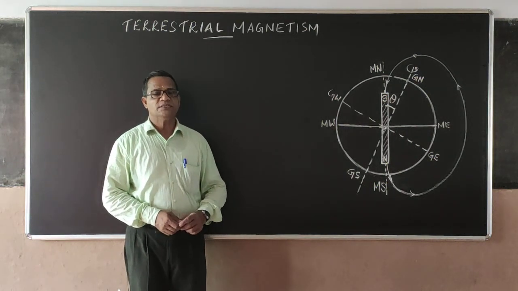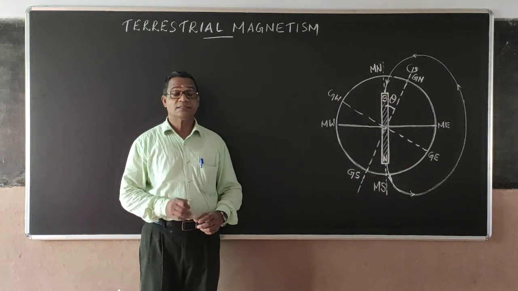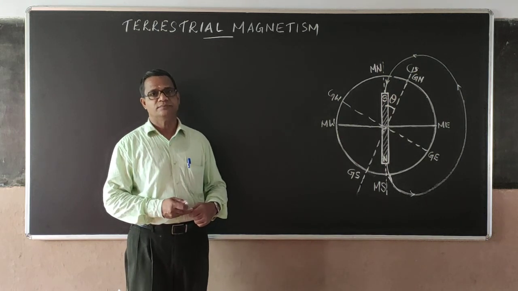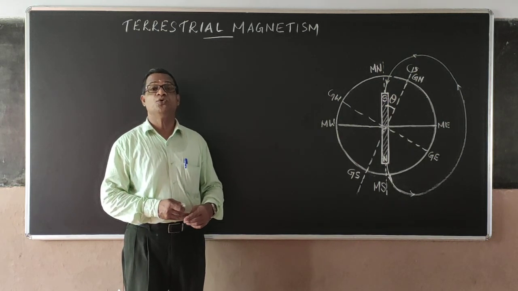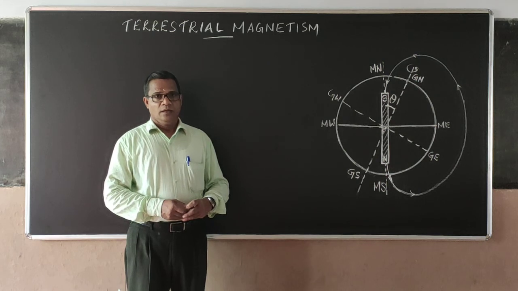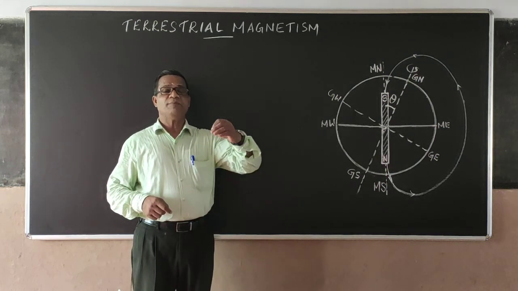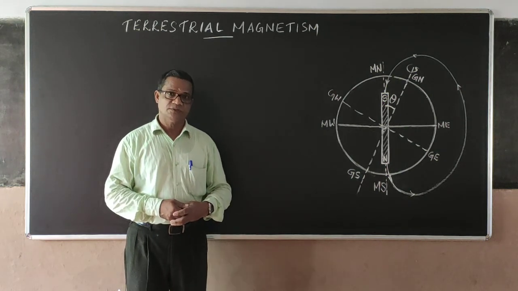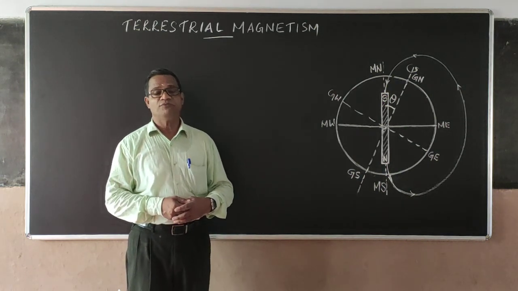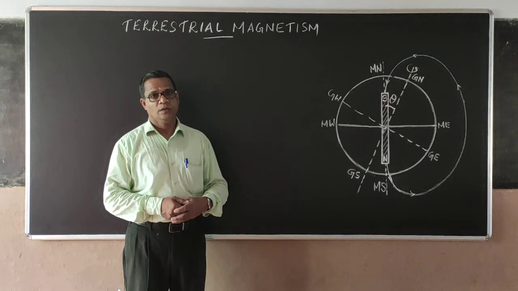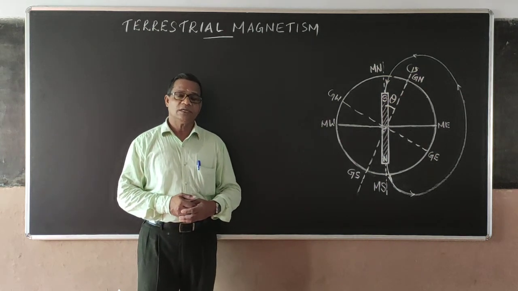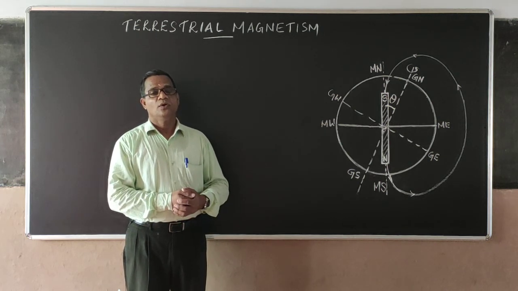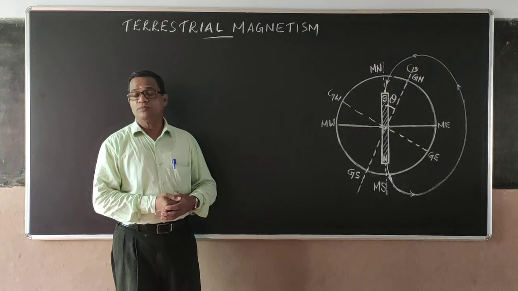In this video, we consider earth magnetism or terrestrial magnetism, also known as geomagnetism. We all know that a freely suspended magnet will always align along the north-south direction. This is the directional property of a magnet. Based on that, the magnetic compass is made to find direction, and that is used in the Mariner's compass also.